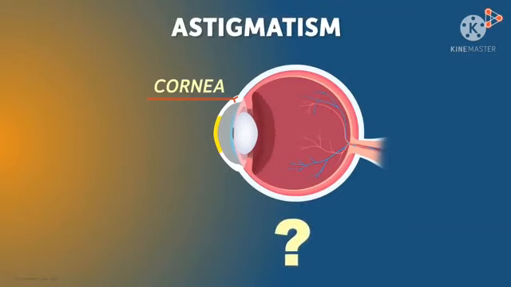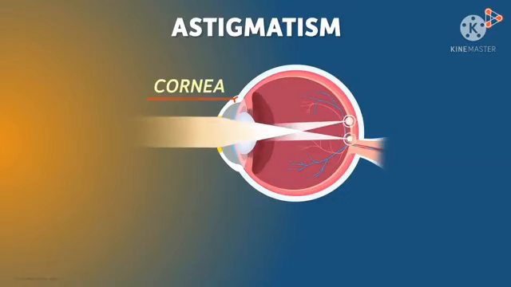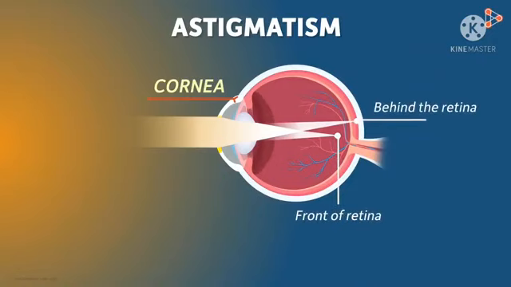What happens when a person is suffering from this condition? In this condition of the eye, all the light is not focused at one point. In fact, it's focused at more than one point. And the second point could or could not be on the retina. It may lie in front of or behind the retina.